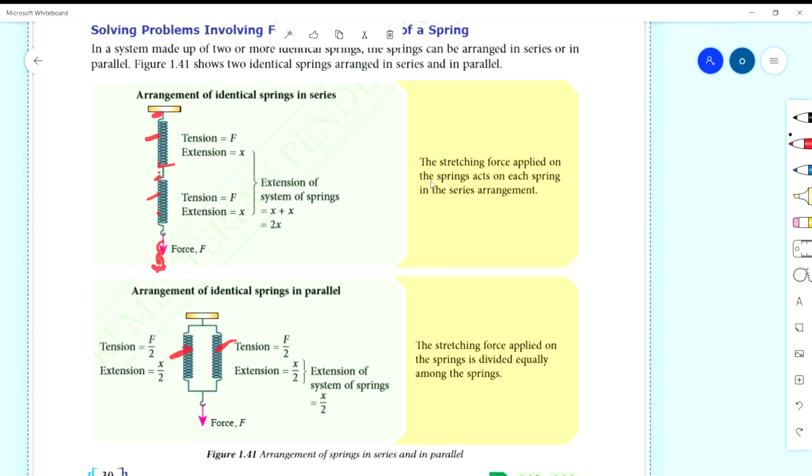Okay, so now we're going to try the examples on your textbooks on the next page.